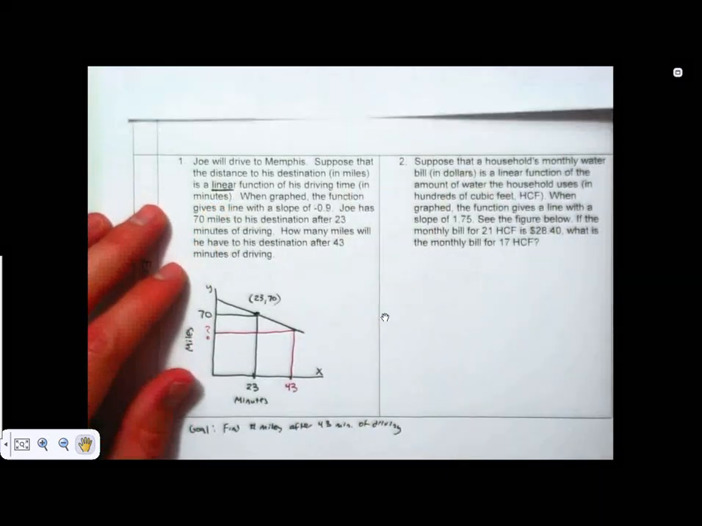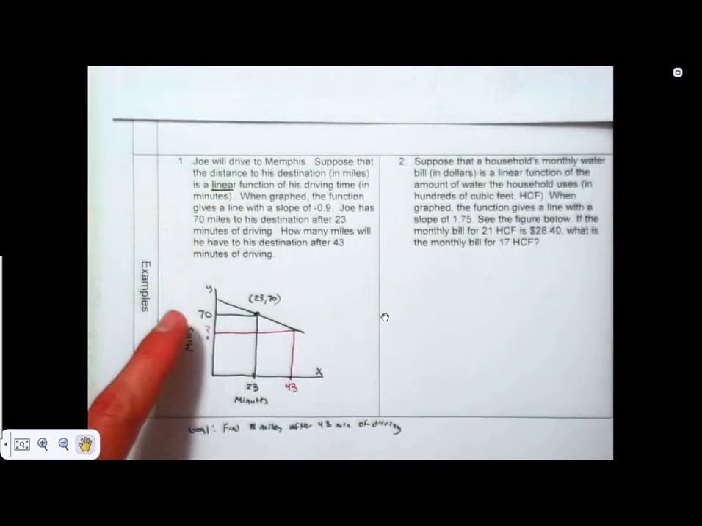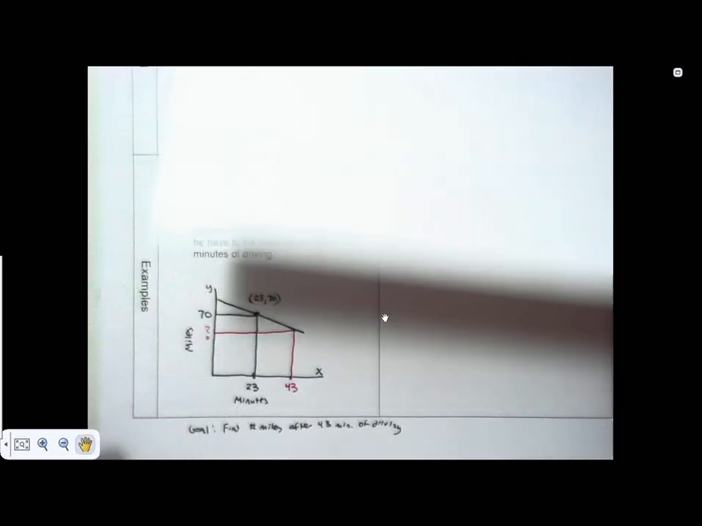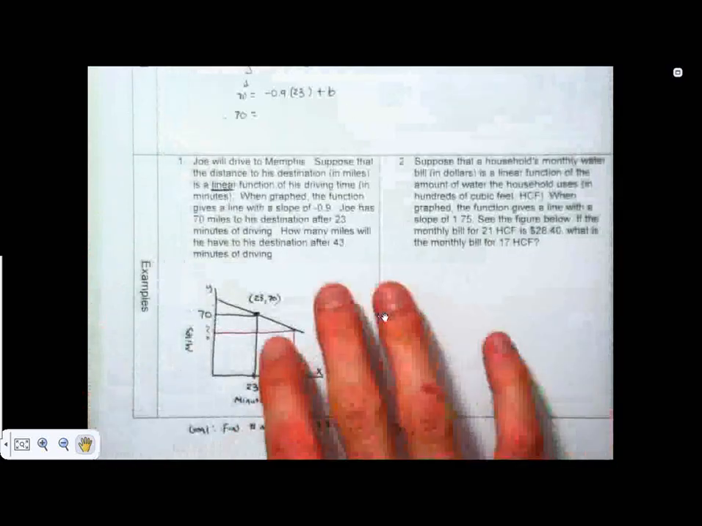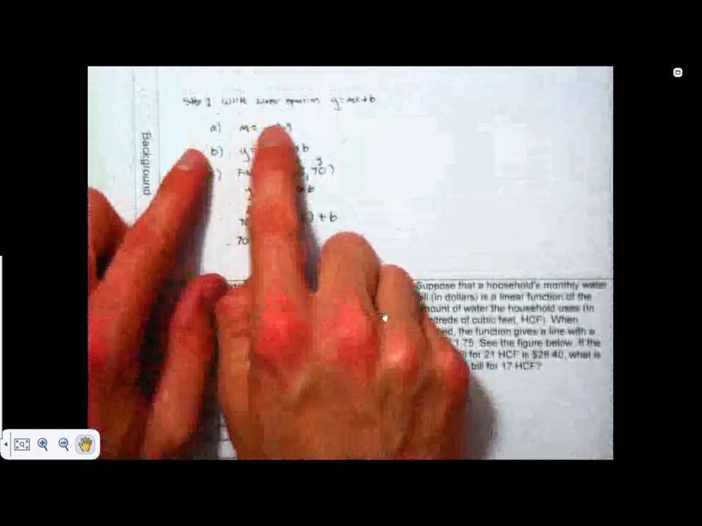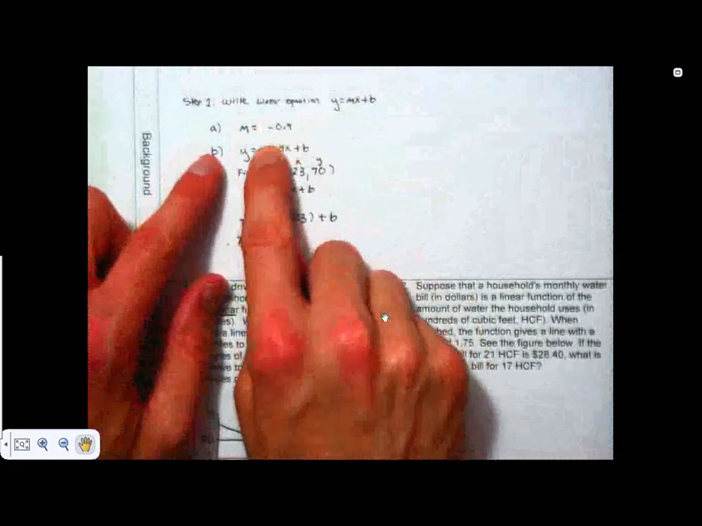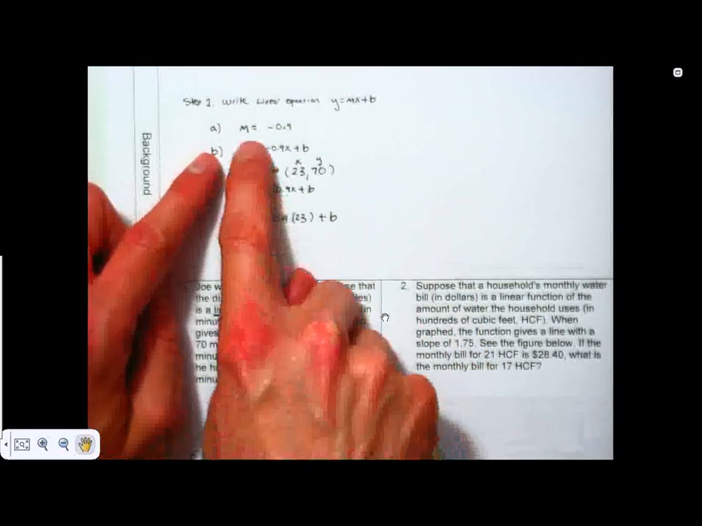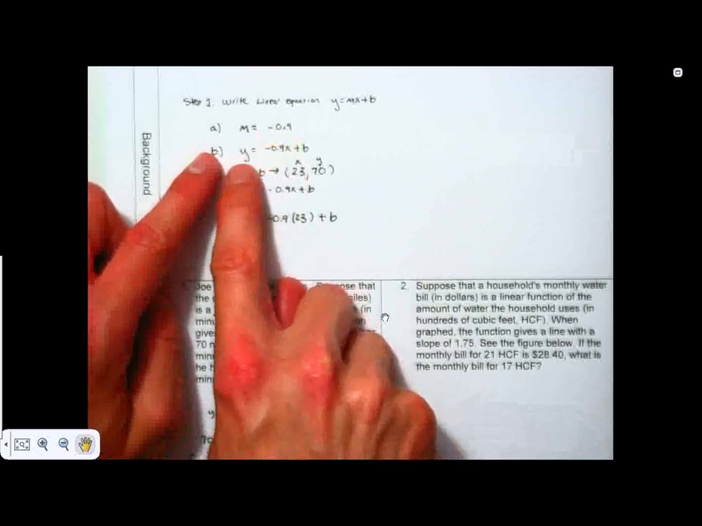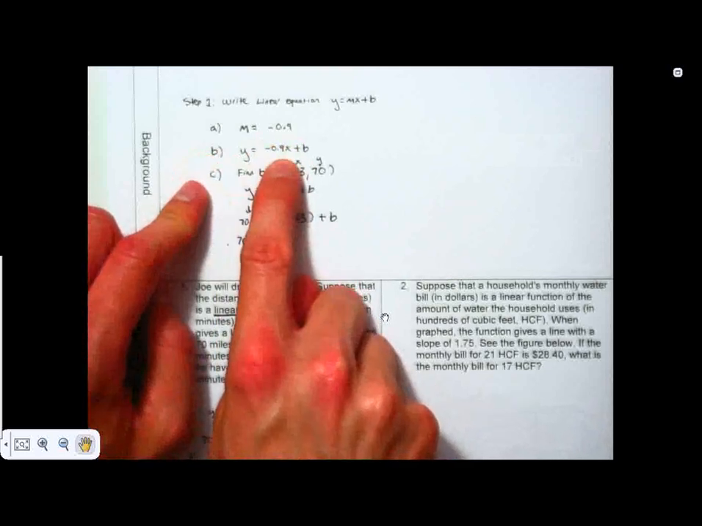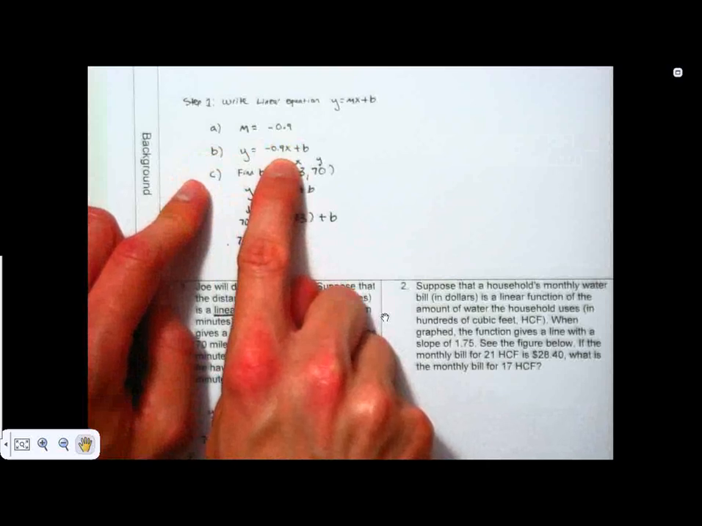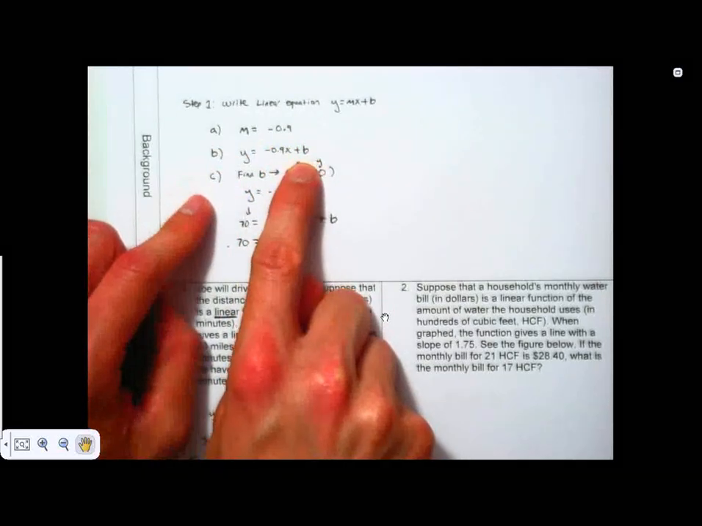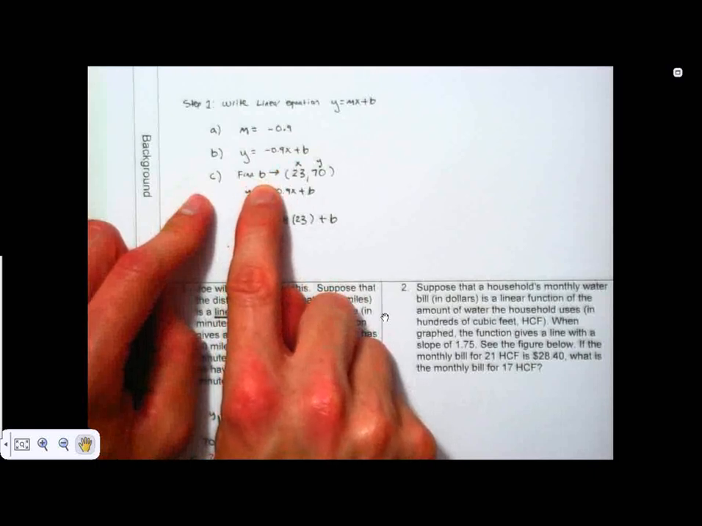So the first step in this process is to take the information that we're given and write an equation for a line. The first thing we're going to do is write out y equals mx plus b. In this problem, they actually give us the slope as -0.9, so m equals -0.9. Next is to plug that slope in, which gives us y equals -0.9x plus b. And then the third step is to find the b value.